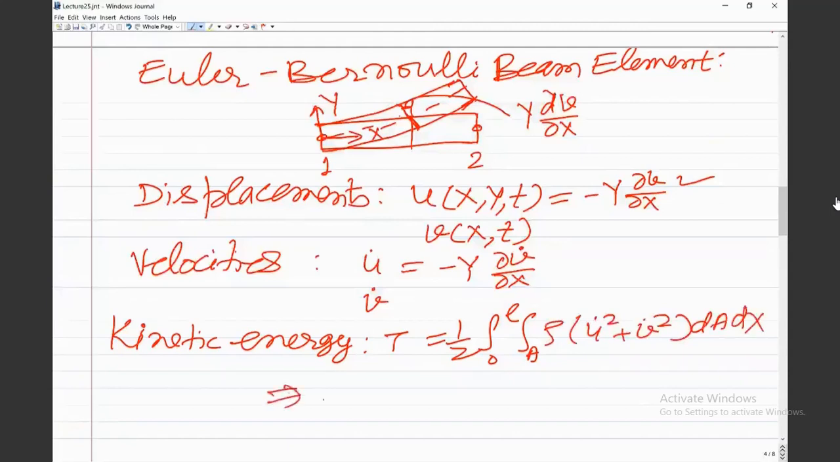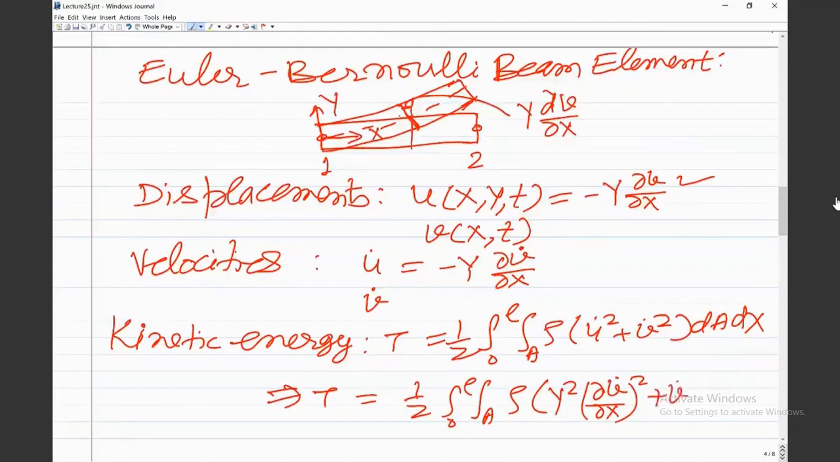Now if you substitute the velocity components, we get half integration 0 to L, integration over the cross sectional area, and rho, and then the first term is y square into del v dot by del x whole square, plus v dot square, dA dx.